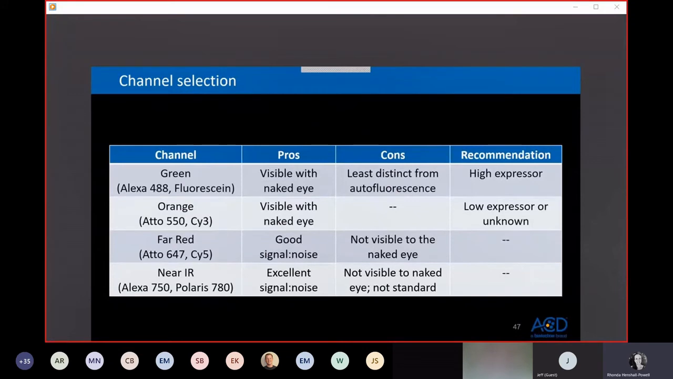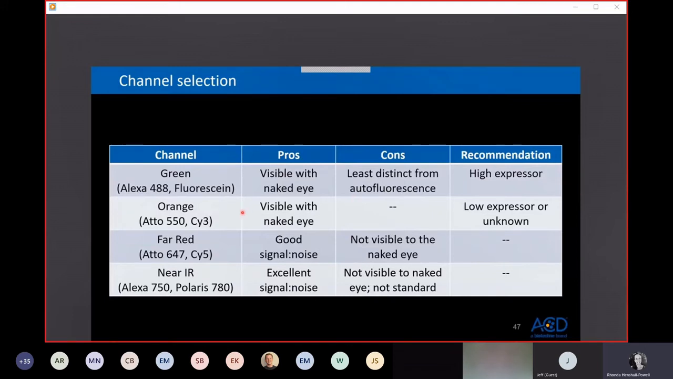One more thing to just draw your attention to is that different fluorescent channels behave differently. As I already mentioned, the green fluorescent channel has the most autofluorescence, so we recommend to put your highest expressing probe target into that fluorescent channel to optimize your signal to noise ratio.